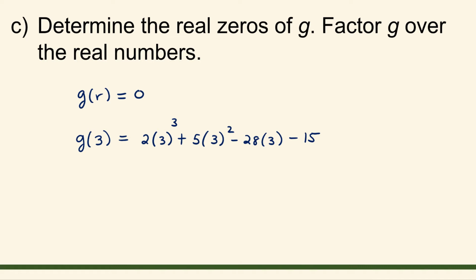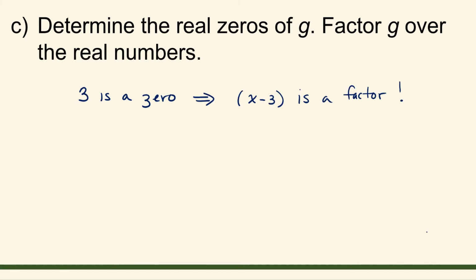From our P over Q list, let's say that we choose positive 3. Evaluating function g at 3, we would get 2 times 3 cubed plus 5 times 3 squared minus 28 times 3 minus 15. G of 3 would then be equal to 54 plus 45 minus 84 minus 15, which equals 0. Therefore, we know that 3 is a zero of g of x. Since 3 is a zero of the function, that implies that the quantity x minus 3 must be a factor of g of x.